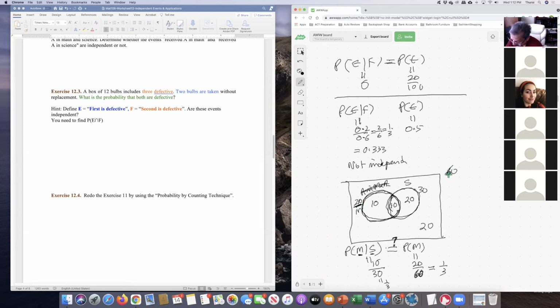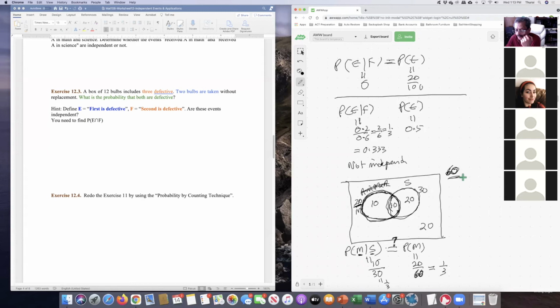And 60 is what we have in the sample space. So the probability of this event is the number of elements here, which is 20 over 60. Okay. Yes, I see that. All right. You understand the other part?